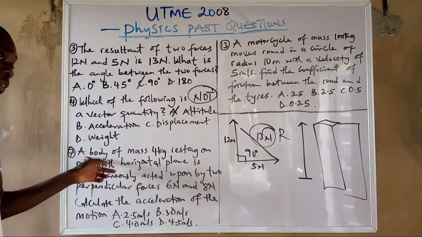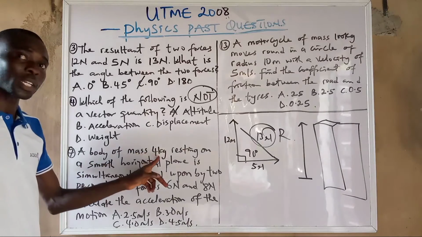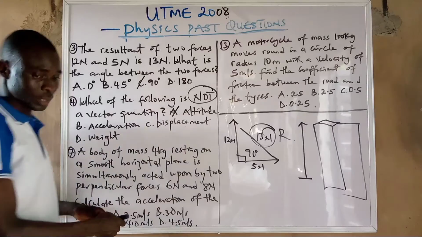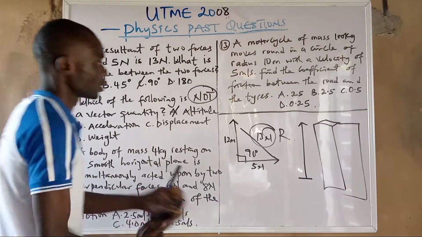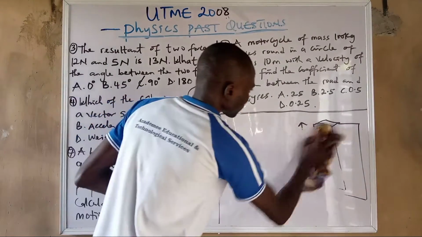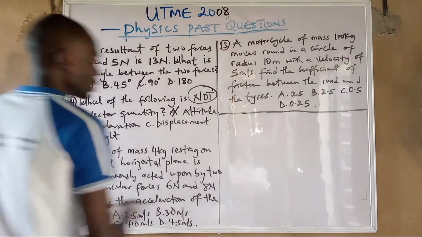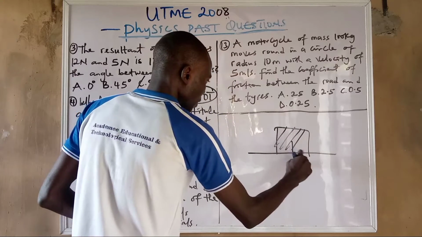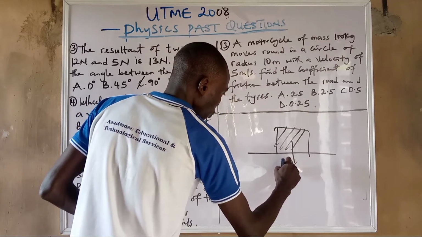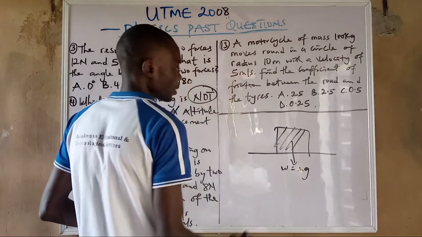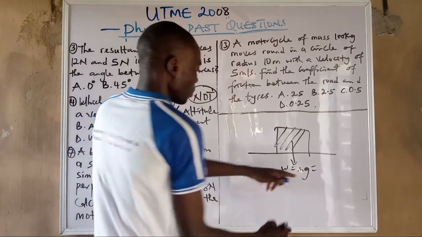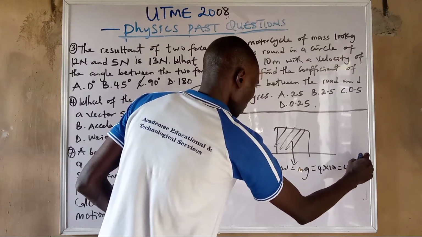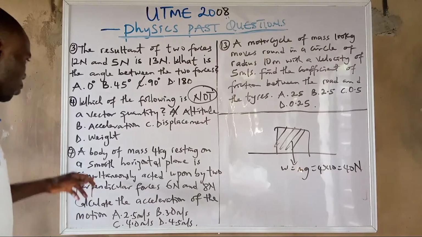Number 7 of that very year. A body of mass 4 kg rests on a smooth horizontal plane. By illustration, you have a body. The mass of the body is 4 kg. So weight should be mass times gravity, meaning the weight is 4 times 10, that is 40 Newton. That's all you can get from there.